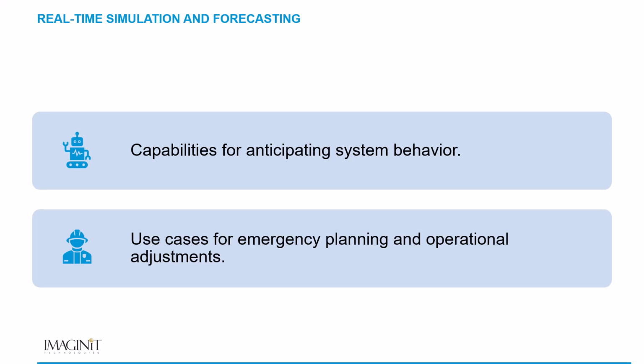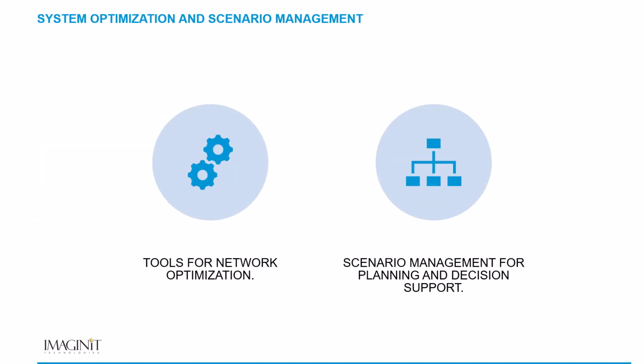In essence, real-time simulation and forecasting in InfoWater Pro equips water utilities with the ability to adapt to changes swiftly, plan with foresight, and operate with an unprecedented level of insight. It's about turning data into actionable intelligence, ensuring that water systems are not just managed, but optimized for the future.